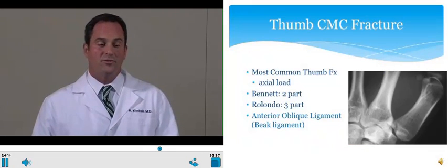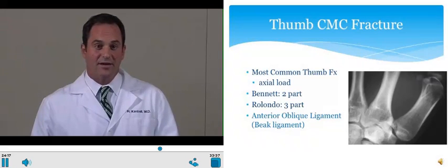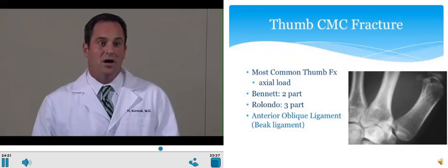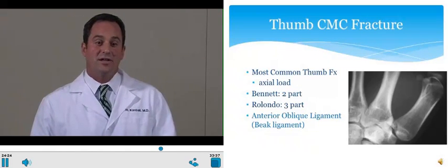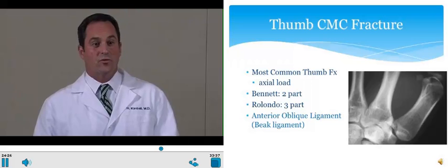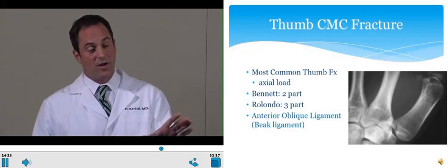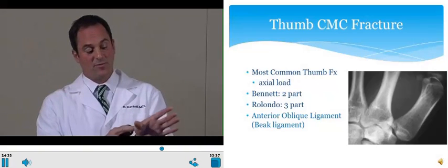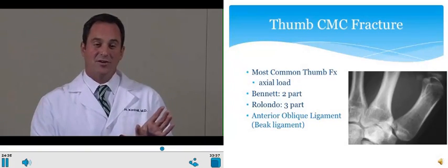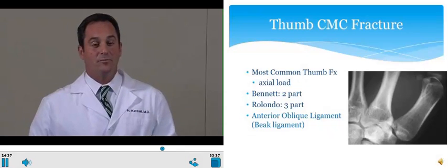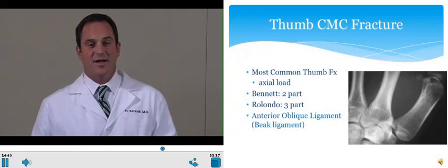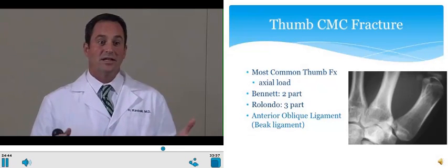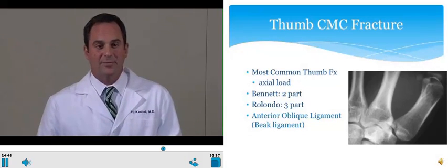So moving on to other fractures of the hand. The base of the thumb is another common location to get fractures. This is a common source for an axial load type fracture of the thumb. Fractures at the base of the thumb, the CMC joint, are typically referred to as a Bennett fracture. That's a common pattern. When orthopedists are tested about this, it involves injury to a fragment that has an attached ligament known as the anterior oblique ligament.